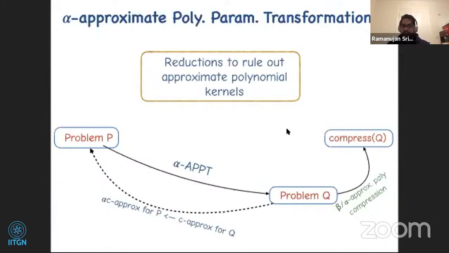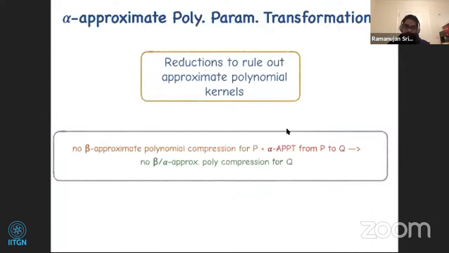So first run this alpha APPT to get to Q, and then you run this beta over alpha approximate poly compression, and your composition will give you a beta approximate polynomial compression for P. Now, if you had that already ruled out, for instance, in the case of set cover, then you could infer something about the hardness of Q. So specifically, if you already showed that P does not have a beta approximate poly compression, and you give this alpha APPT from P to Q, then one can infer that there cannot be a beta over alpha approximate poly compression for Q. So this is a very natural analog of the polynomial parameter transformations that you would have already seen.